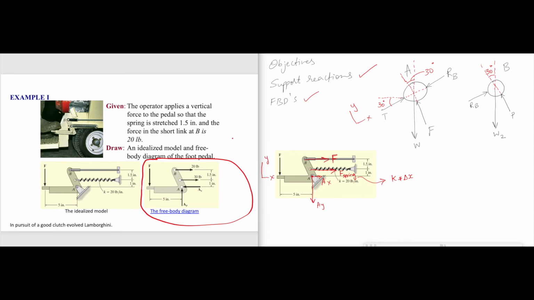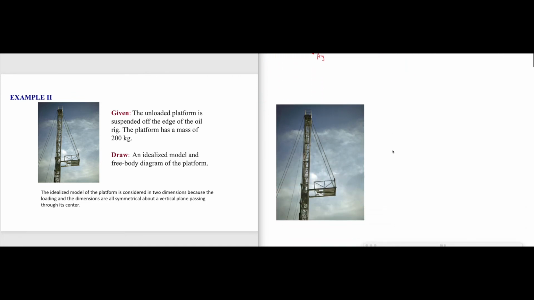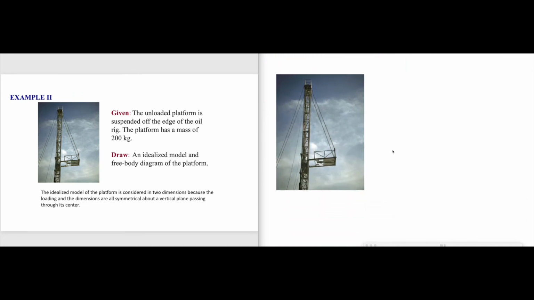So, for example, how about this case? And this is a common sight, right? This is a common sight in our Odessa Midland regions. So how do you see this? There is a platform, an unloaded platform, and the platform has weight. One thing we have to remember.